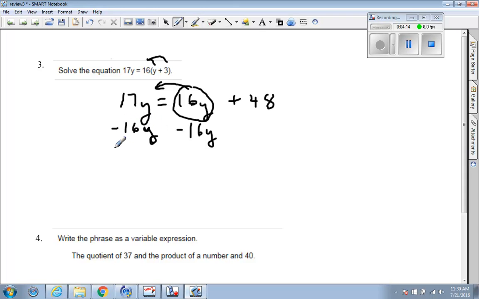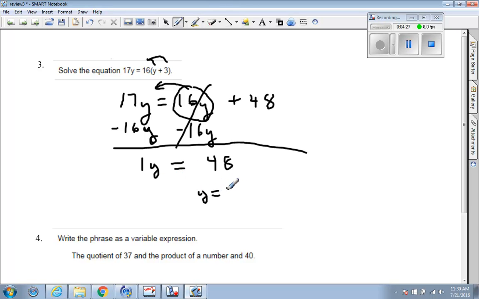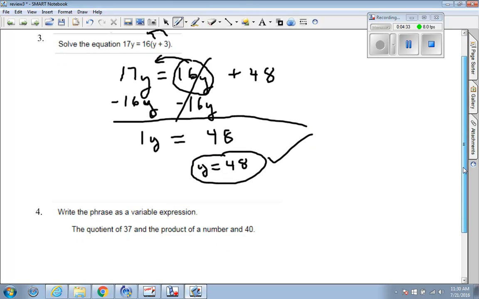So like I said, I'm assuming you're getting comfortable now balancing an equation. So 17 minus 16, we got 1y equals, this is 48. So y equals 48. 1y equals 48 means the same thing as y equals 48. So you can just say it like that. Very good. Let's try the next one.